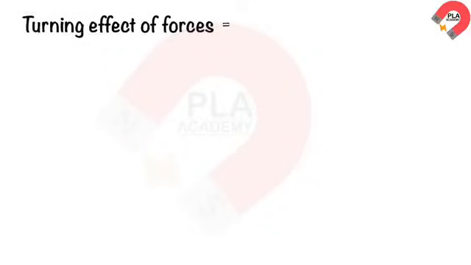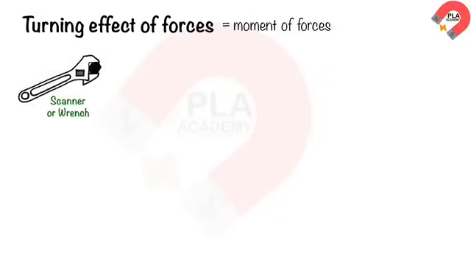Turning effect of forces is a measure of the moment of forces. When forces act around a fixed point called a pivot, they have turning effects called moments. We use these effects all the time in everyday life. For some everyday examples, a spanner, or wrench, is used to loosen a nut. You apply a force that creates an anticlockwise moment, helping you turn the nut.